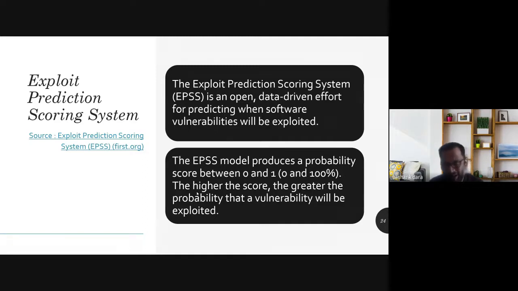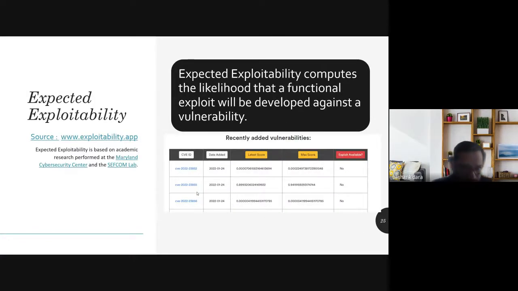Okay, now a little bit of an extension of it, and another fascinating work that appeared very recently in this direction is the expected exploitability. This is someone's PhD research. The name is escaping my memory. I'm really sorry about that. But expected exploitability is academic research performed at the Maryland Cybersecurity Center and, of course, the SEFCOM Lab, wherein they come up with this app. You all can go to this app. They're building similar models which get continuously reassessed every day, wherein they calculate the likelihood of somebody building an exploit. Below, you could see an example.